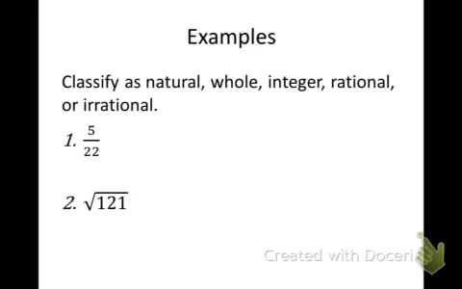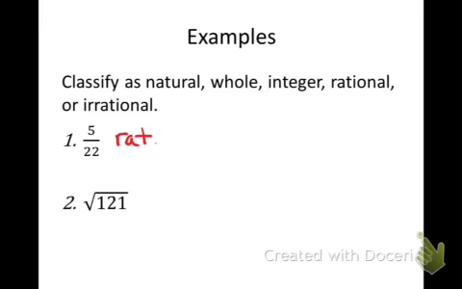Now they can belong to more than one set. So 5/22, is it a natural number? No, you don't say it when you count. Is it a whole number? No. Integer? No. Is it rational? Yes. So you can put down rational because it is written in fraction form. And then if it's rational, it will not be irrational.